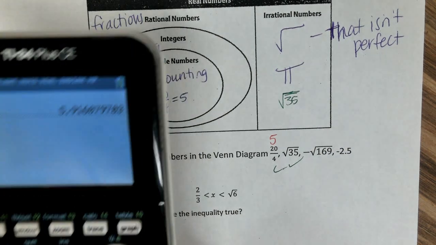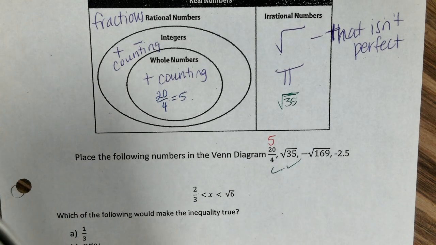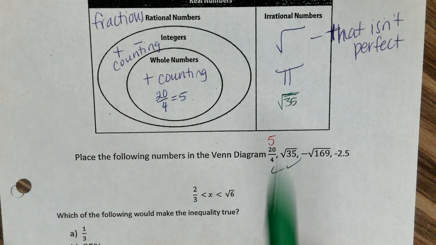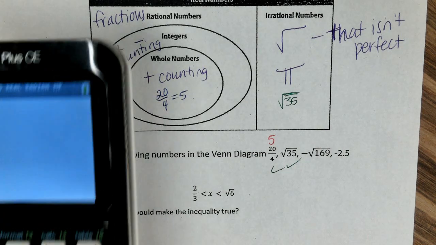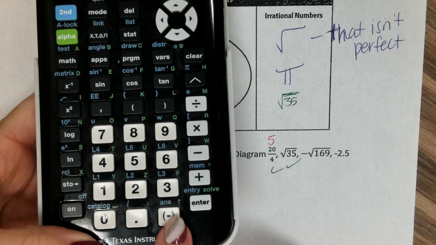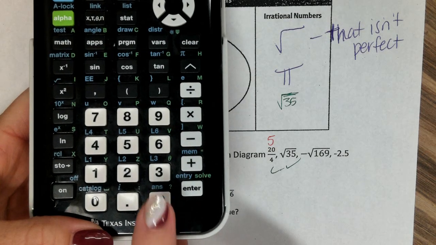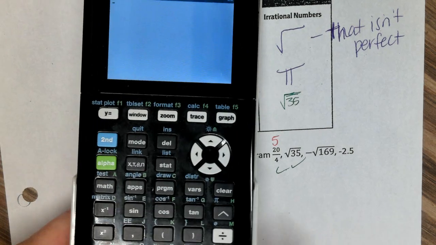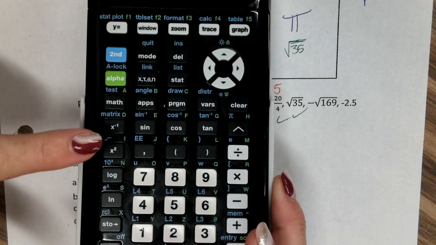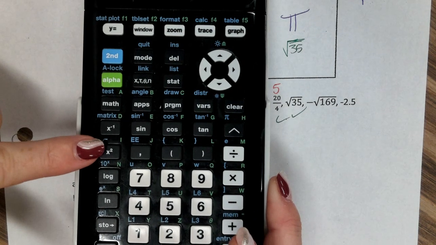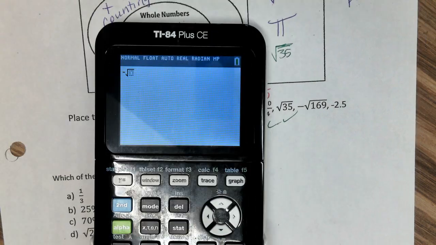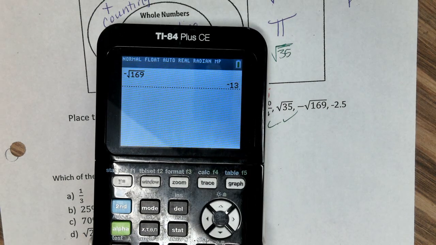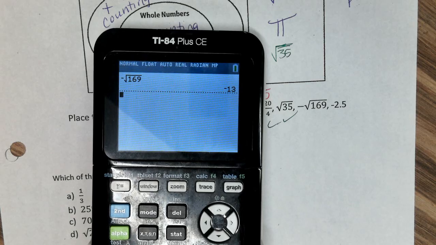All right, this next number, the negative square root of 169, like I said, most square roots go here. But you have to check them to see if they're perfect. So everybody go to your calculator, put in negative, which is below the 3, and then hit second square root. I'll go over it again. Remember, square root is right here in blue. So you hit second, the blue button, square root 169. And is that a perfect number? Yes, so it's not irrational.